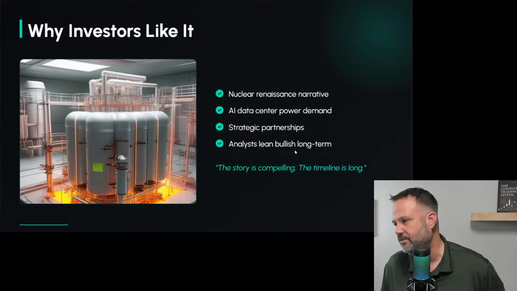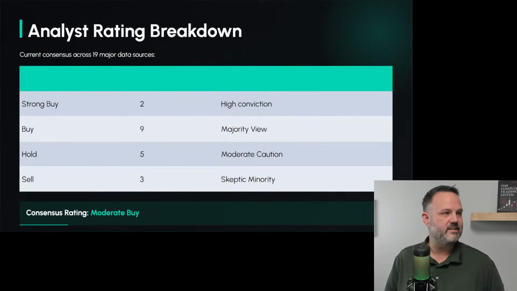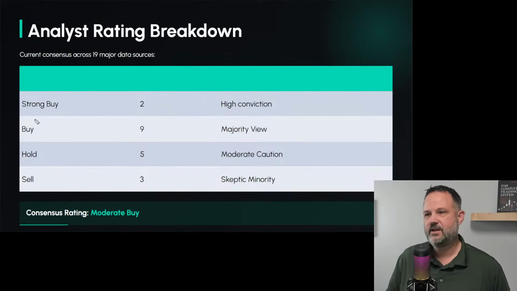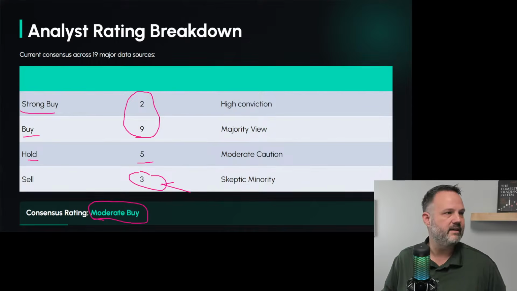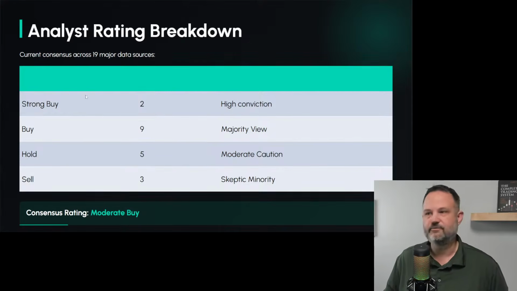Analysts are bullish. Let's take a look at some of the analyst reviews here. We've got strong buy 2, buy 9, hold 5, and then there are 3 sells. So a pretty strong buy rating. There are a few sells, but overall this is 11 to 3, pretty strong. I'm pretty comfortable with this.